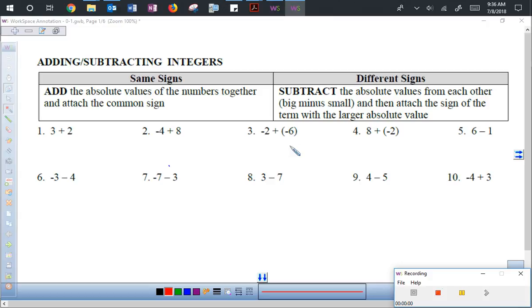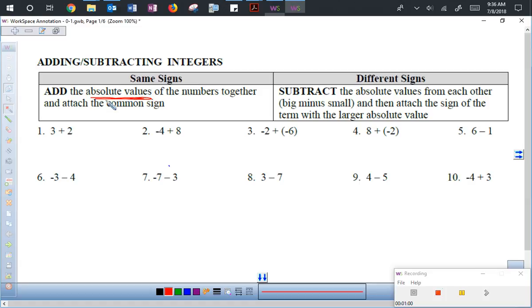So the first thing we're going to talk about is adding and subtracting integers. The main thing here is looking at the difference of the signs. If the two numbers that you are adding have the same sign, so either they're both positive or they're both negative, then we're going to add the absolute values of the numbers together and attach the common sign. So here's what that means.